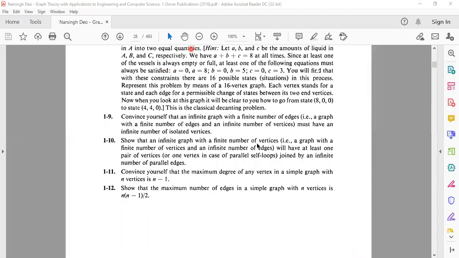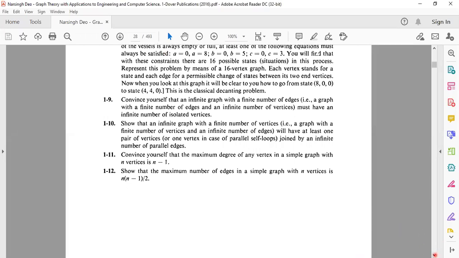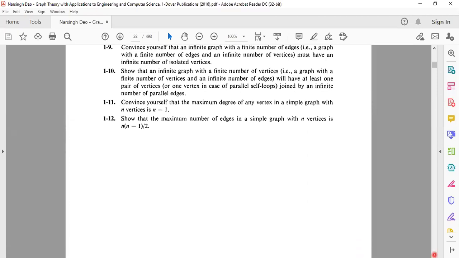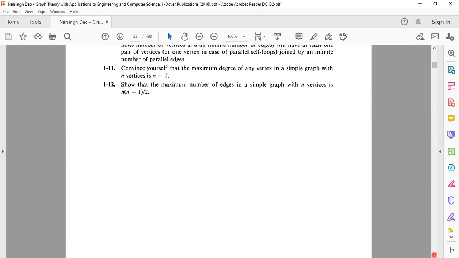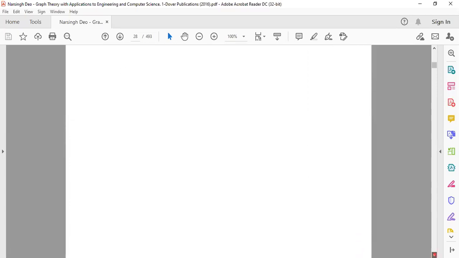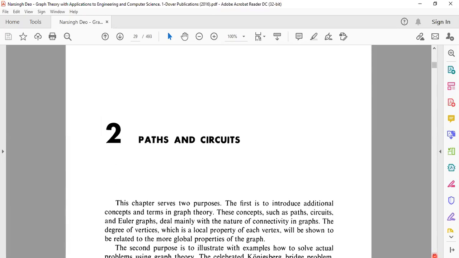In the last class, we discussed some basic properties of graph theory. We talked about topics like incidence and degrees of the vertices, and some fundamental rules have been considered over there.